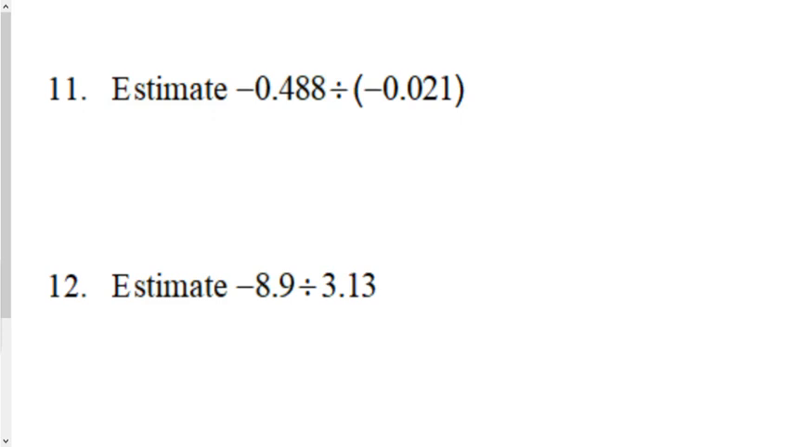Number 11, estimate. I have negative 50 cents divided into piles of negative 2 cents. How many piles of 2 cents can I make from 50 cents? The answer is 25. A negative divided by a negative is a positive. Therefore, my estimation is approximately 25.